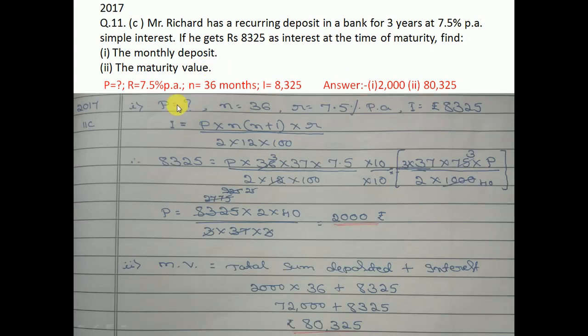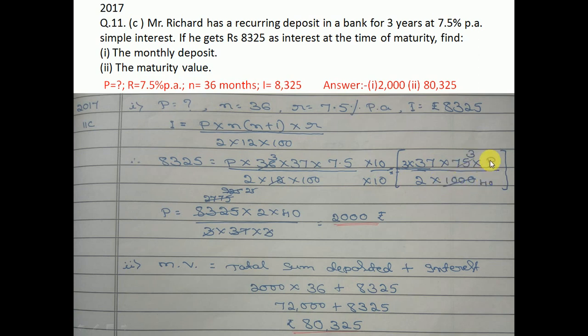As I said, P is missing, means this type of question, P is missing now. N, R, I are known. Substitute the values. I is this, P is not known, N is 36 into 37, rate is 7.5, 2 into 12 into 100. To remove this decimal point, I multiplied both numerator and denominator by 10 and cancel it here itself. So P is left out. Here 3 into 37 into, it has become 75. 2 into 100 into 10 is 1000.